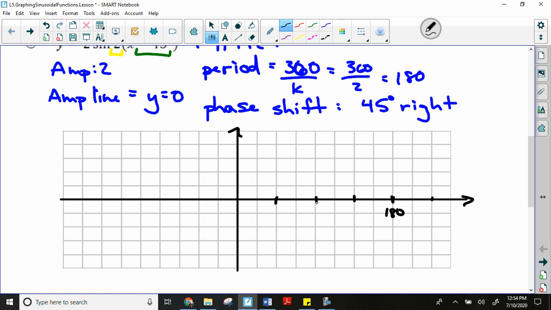So half of 180 is 90. Half of 90 is 45. 45 plus 90 gives us this one, 135. So the first thing I do is figure out my scale, which is the most difficult thing to do, not going to lie. Then I throw on my amp line, even though it's not a real thing, just so I know where my middle is when I'm doing my points.